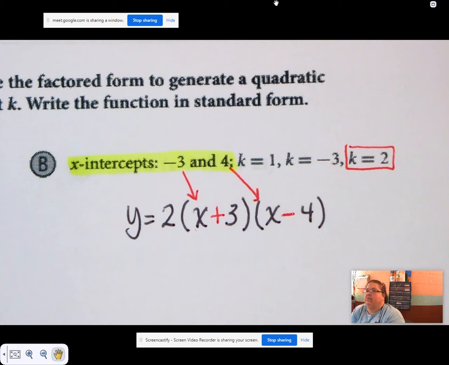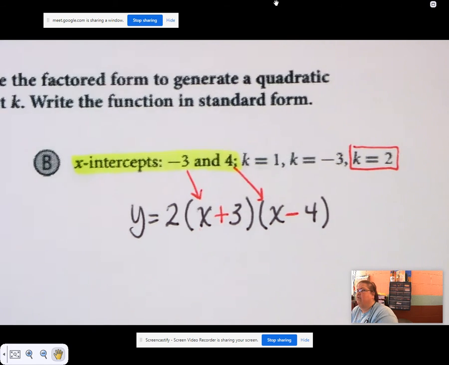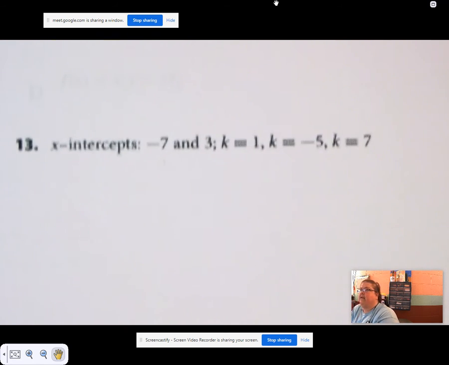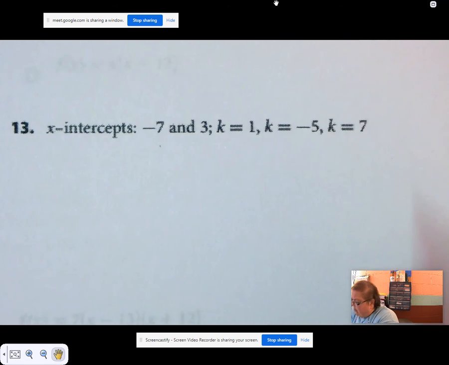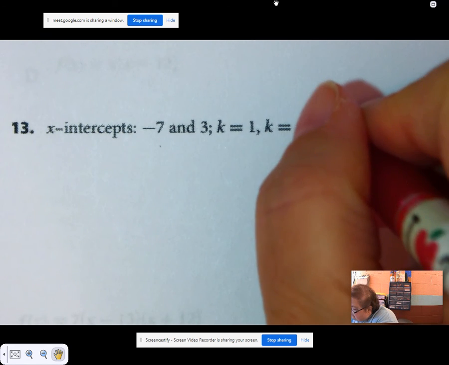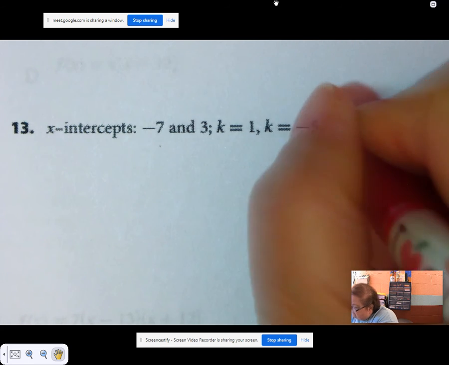Finding the zeros. Making my binomials equal 0. Questions? Okay, we're going to go down to number 13. And this one we're going to use k equals 7. Okay?